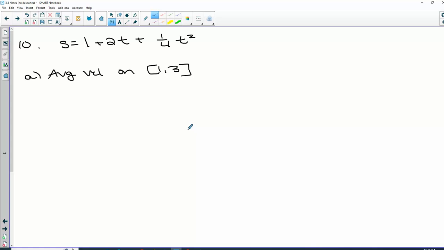So, number 10, we want the average velocity. Okay, look at the other little sheet.